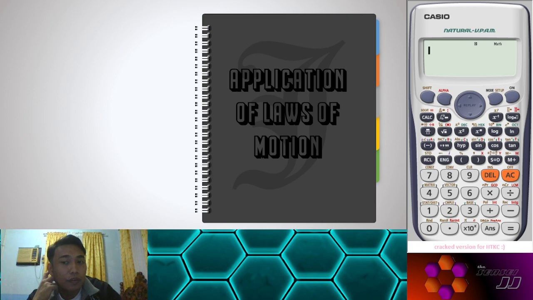For the first law, the law of inertia, it is stated that an object at rest will remain at rest, and an object in motion will stay in motion unless an unbalanced force acts on it. The second law, the law of acceleration, says the direction of the force is the same as the acceleration, and force is directly proportional to the acceleration.